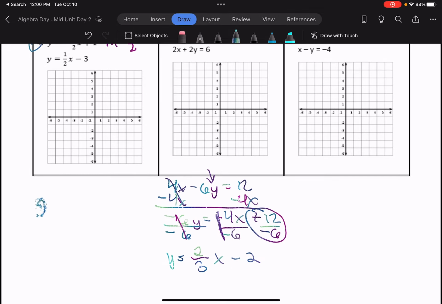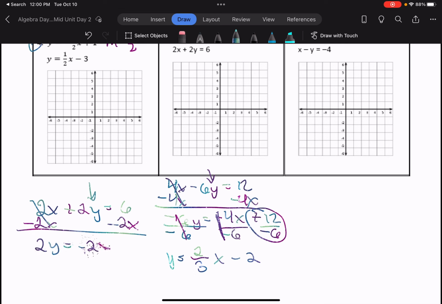The other one, I'm going to use a space here. 2x plus 2y equals 6. Solving for y, let's subtract 2x from both sides. We get 2y equals negative 2x plus 6. Divide both sides by 2. We get y equals negative x, so negative 1 over 1, plus 3. All right, so now you have two graphs that you can graph here. Because we have our slope-intercept form, we can easily figure out what that needs to look like.